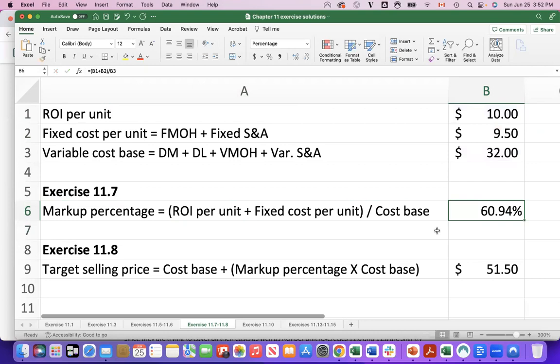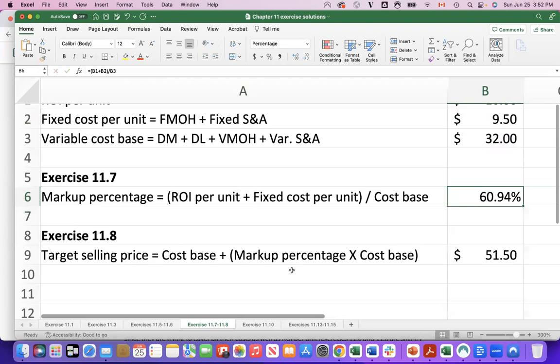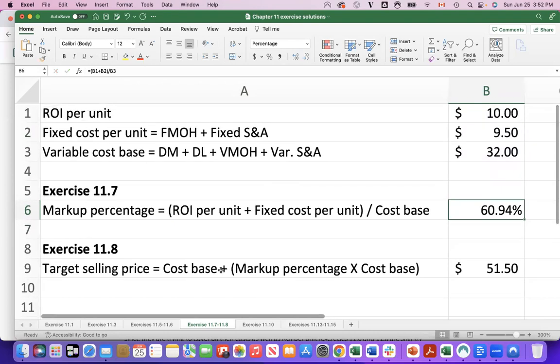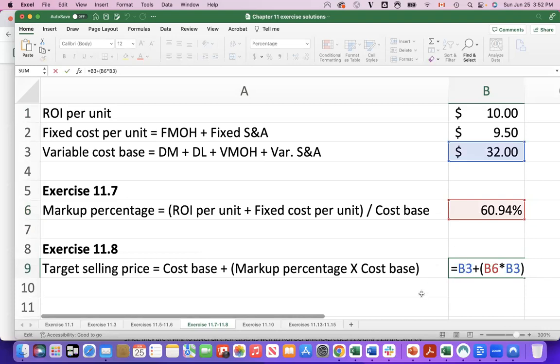So that means we have to mark up our cost base, our variable cost base, by 61% in order to achieve covering our fixed costs and generating that ROI per unit of $10. And that's leading us into exercise 11.8 to determine that target selling price. We take the cost base of $32, we multiply it by the markup percentage, which is 60.94%, and then we add that back to the cost base. So you can see the formula there.